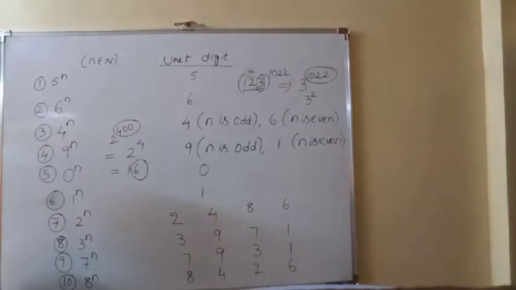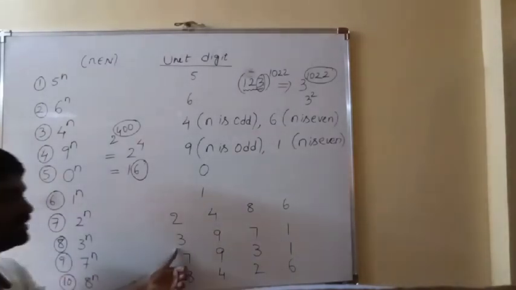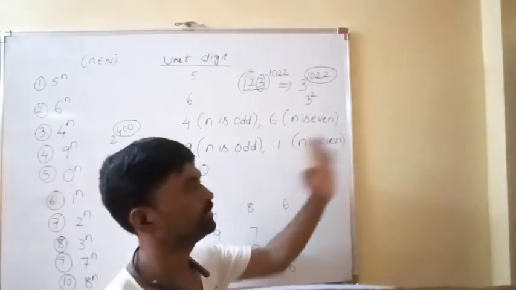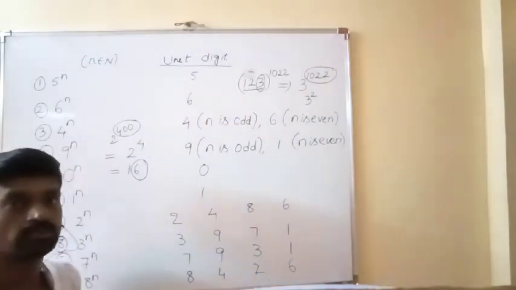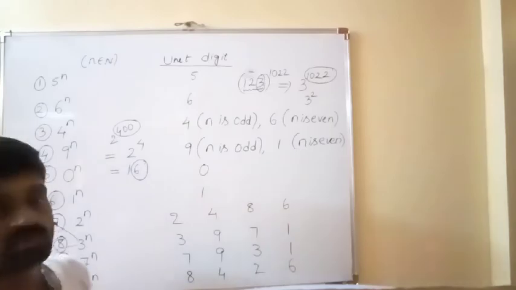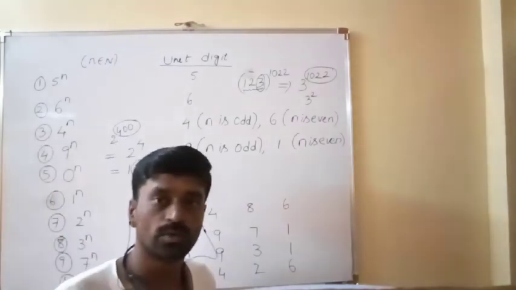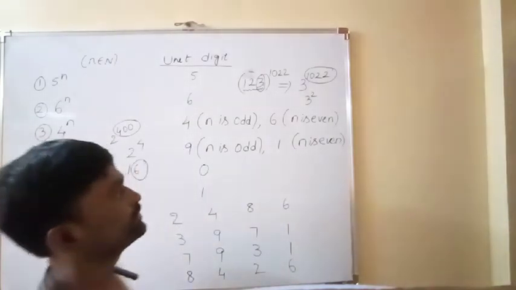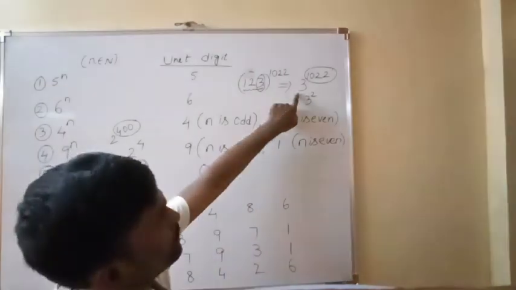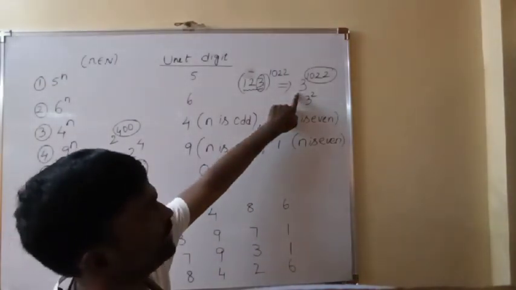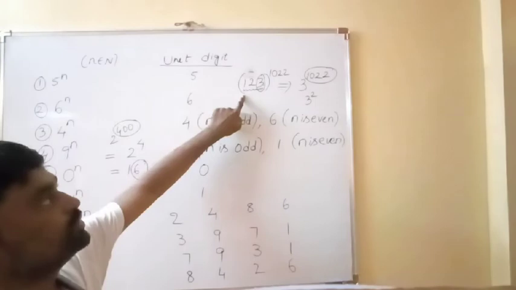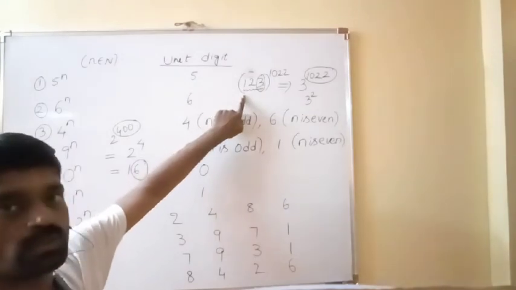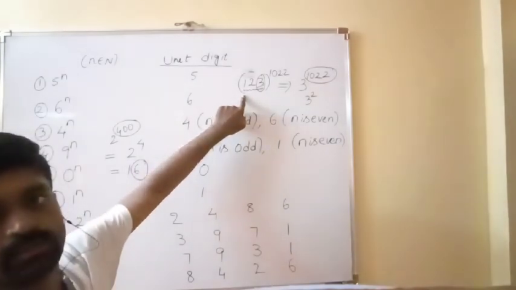Why do we need to divide by 4 only? Because the unit digit in 3 power n has 4 choices. That is why we have to divide by 4. What remainder am I getting? 2. So what is the value of 3 square? 9. What is the unit digit in 9? 9. So the unit digit in 3 power 1022 is 9, and hence the unit digit in 123 whole power 1022 is 9 only. Okay.